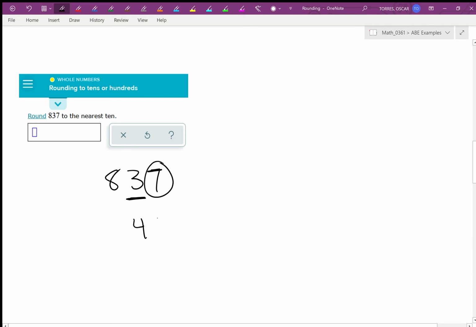And that 7 is going to become a 0. But we bring down the values to the left of this value, and we end up with 840 as my rounded number.